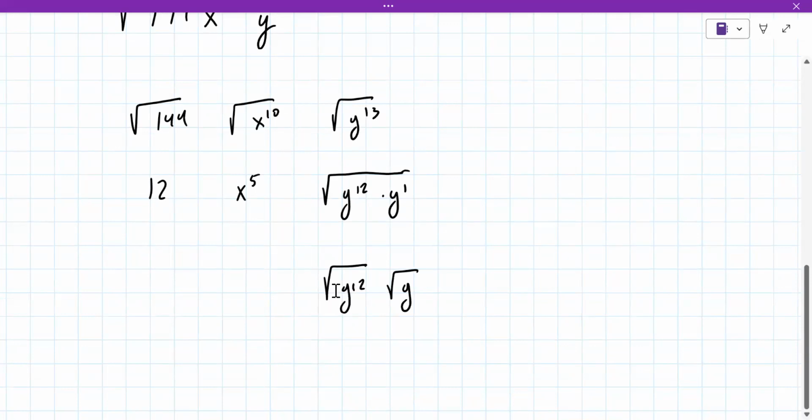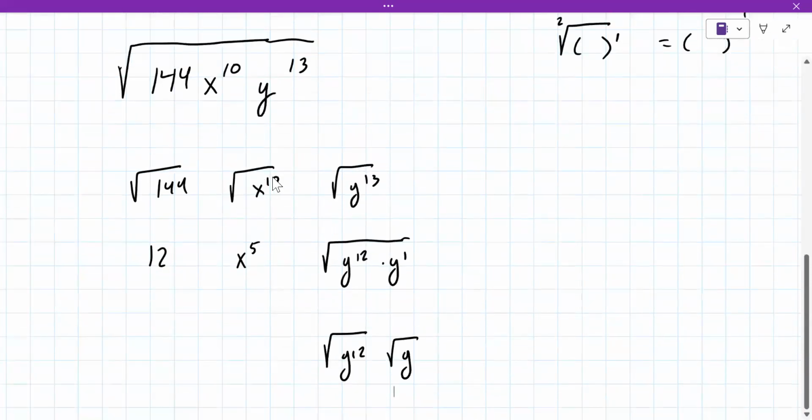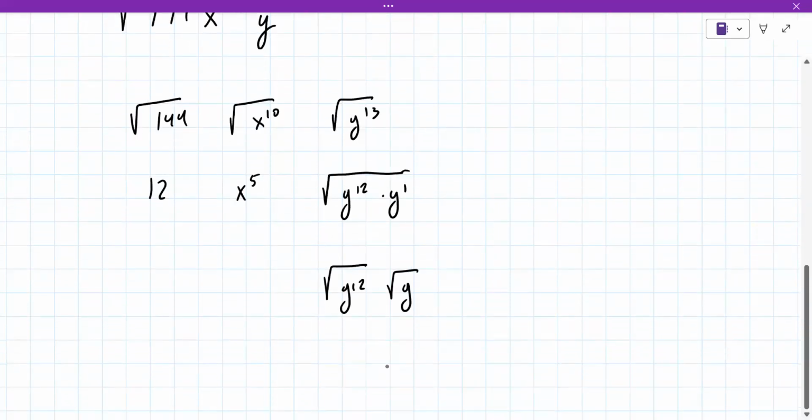Okay, what does that become based on what we've been doing here? Like the square root of x to the 10th became x to the 5th. What does the square root of y to the 12th become using the same method? y to the 6th. y to the 6th, right? Just like that. And so you pair the stuff up that's outside the root and keep the stuff inside the root that doesn't reduce further.